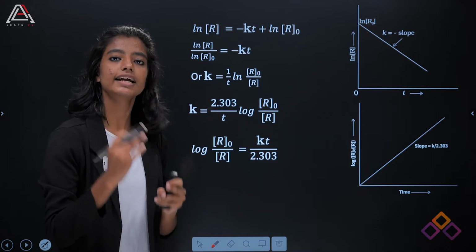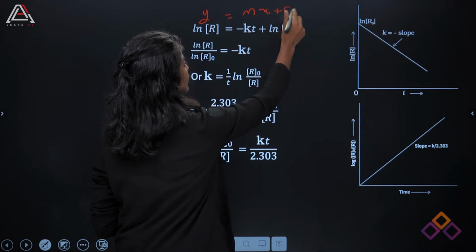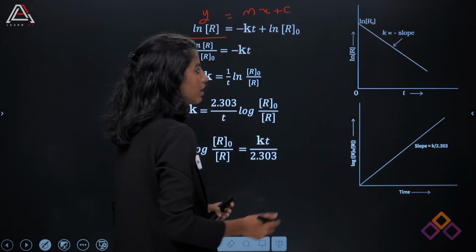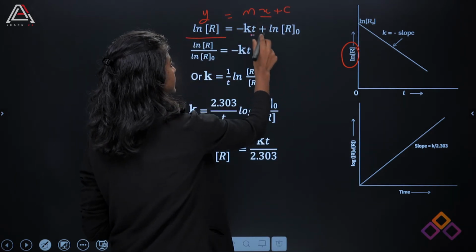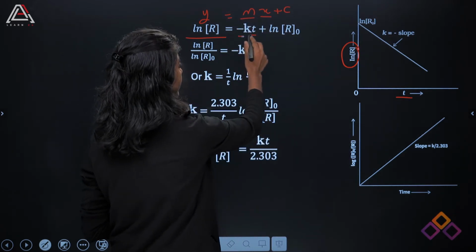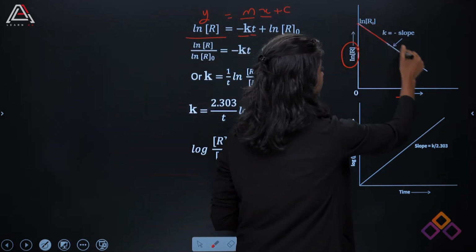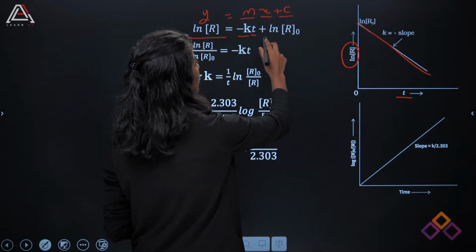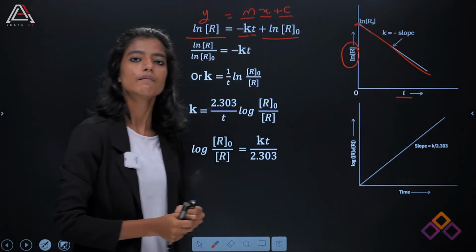This is in the form of a straight line's equation, right? Y is equal to mx plus C is the equation for the straight line. We can plot a graph where Y is the ln concentration of R. On the Y axis we are taking ln concentration of R, and on the x axis we are taking time t, and m is the slope, that is minus K. Slope is minus K. Since it's a negative value, we can draw the straight line downwards. And C is the y-intercept, and ln concentration of R naught will be the y-intercept.